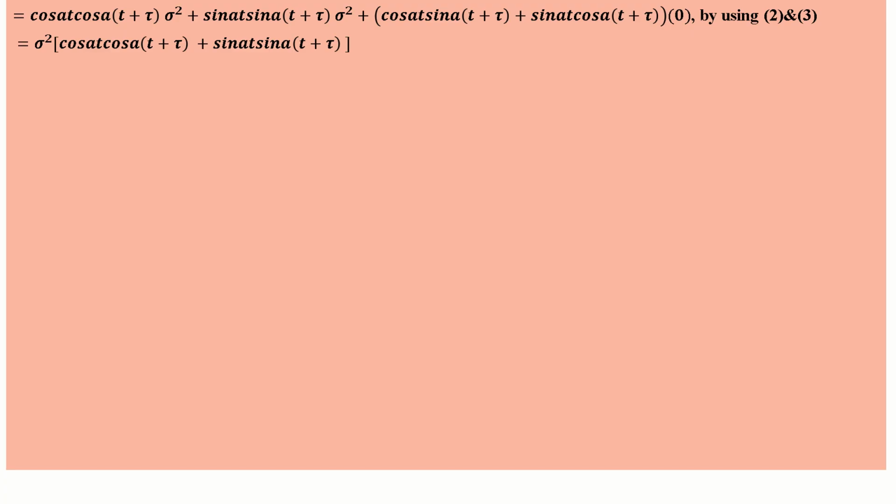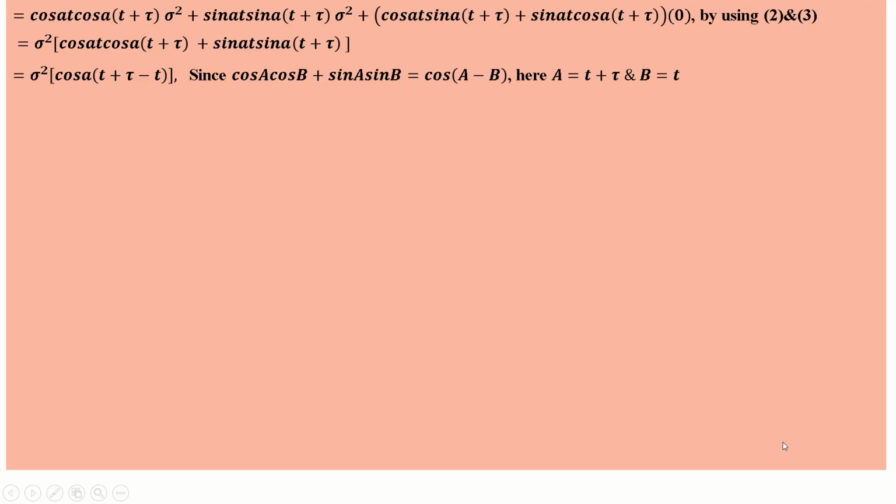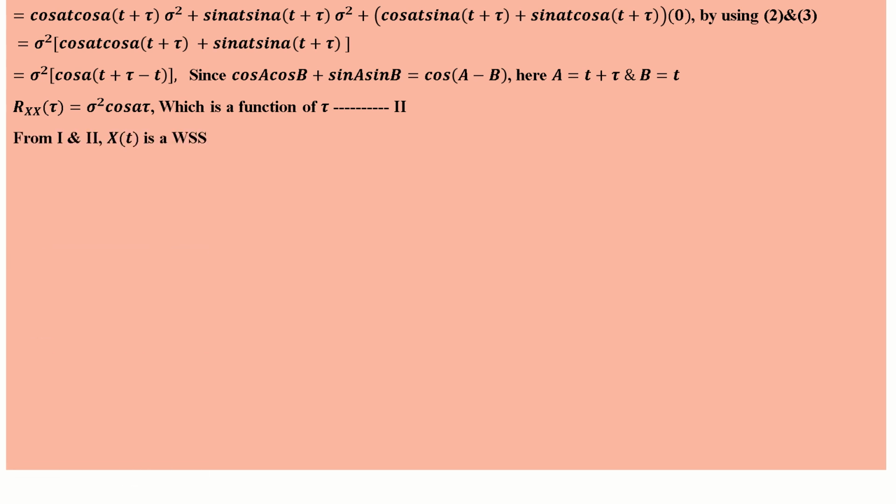Using the formula cos A cos B + sin A sin B = cos(A−B), here A is t+τ and B is t. We will get σ² cos α((t+τ)−t). The t and −t get cancelled. You will get σ² cos ατ, which is a function of τ. This is Roman letter 2. From Roman letters 1 and 2, X(t) is wide-sense stationary.